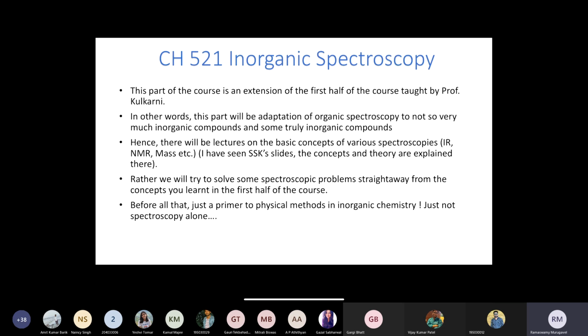I will start from the next class onwards with examples. There may be integrated examples. I would be taking up case studies rather than teaching technique by technique. I'll probably take a case of cis-trans isomerism in a metal complex and show you how you use a combination of spectroscopy to solve which isomer is in the box or which isomer is in the flask, rather than giving a complex and a technique and asking you to predict the spectrum. So as I said, I will try to solve some problems straight away from the concepts.